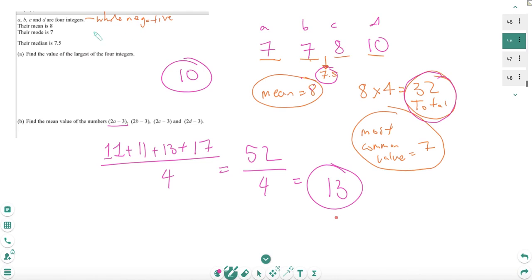So you're given these clues. The mean is 8, so all the numbers must add up to 32, because 8 times 4 is 32. The mode is 7. There must be at least 2 7s. It has to be the most common value. And the middle has to be 7.5. Once you have those 3 clues, it's really easy to know what to do.